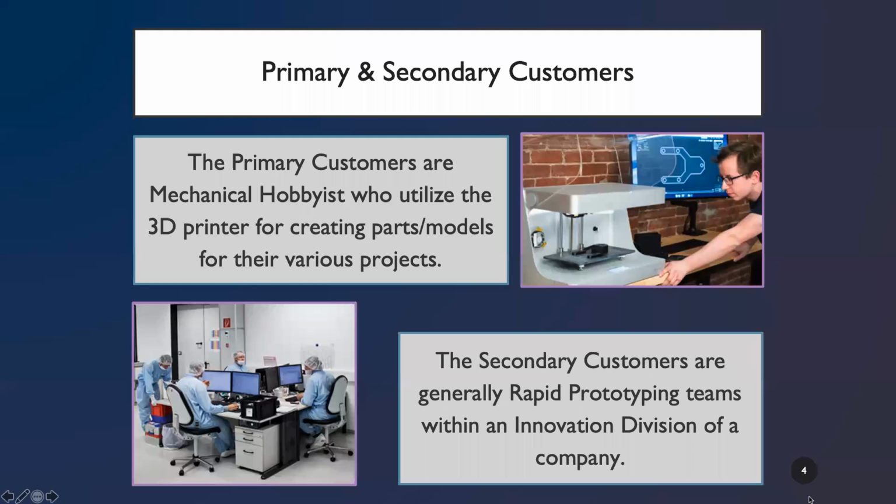The primary customer is mechanical hobbyists who utilize the 3D printer for creating parts and models for their various projects. The secondary customer is generally rapid prototyping teams within an innovation division of a company.